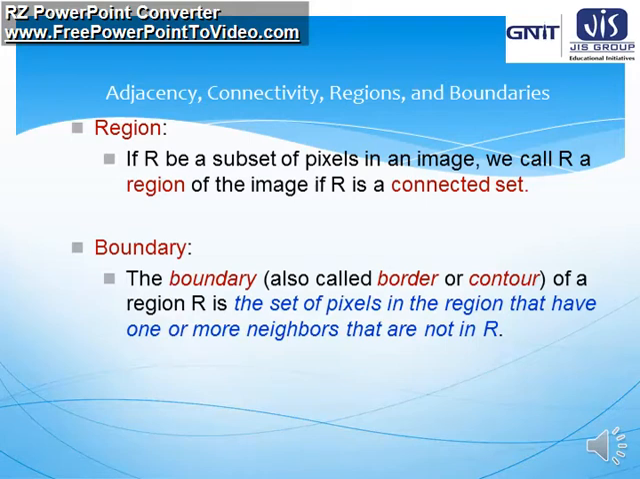What do we mean by region? If R is a subset of pixels in an image, we call R a region of the image. If R is a connected set, it is called a connected region. Now what is the boundary? The boundary, also called border or contour of a region R, is the set of pixels in the region that have one or more neighbors that are not in R.